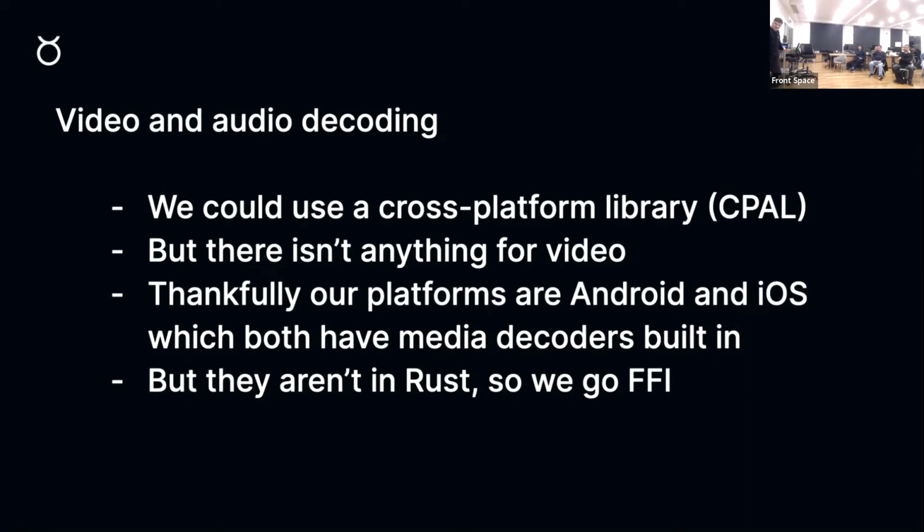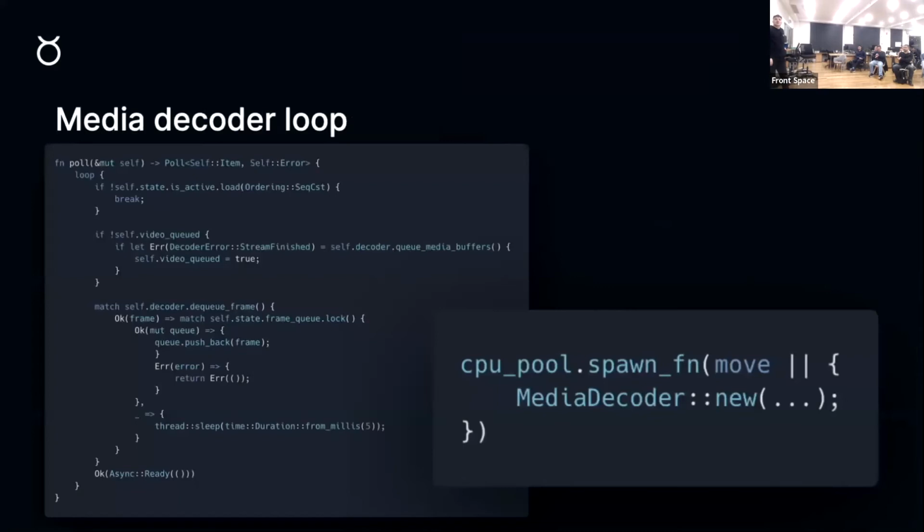But because we're using Android and iOS, they both have media decoders built in that are hardware decoders and encoders, but they're not in Rust. So we have to go with foreign function interfaces. We're calling into C, it's going to be fun. Thankfully, it wasn't too crazy. Basically, all we had to do was actually just build the media decoder as its own little Rust type. And this was a lot of abstraction around the Android code that honestly the documentation wasn't quite correct. Don't get me started on the iOS documentation if you want to talk documentation. So we build the media decoder and we just throw it on the CPU pool.